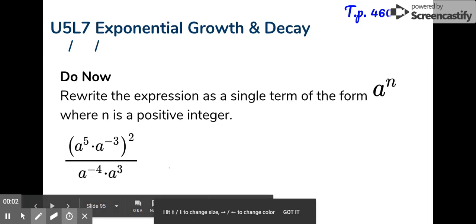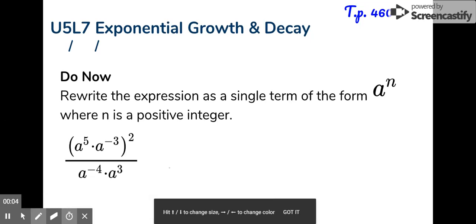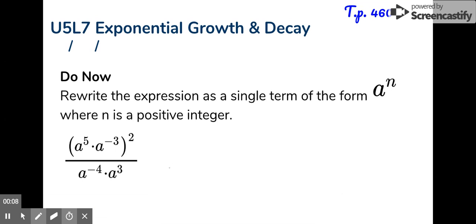All right, we're going to rewrite this expression as a single term of the form a to the nth power, where n is a positive integer. So what I'm going to do is simplify the inside of the parenthesis, which is here. So a to the fifth power times a to the negative third power. We're multiplying powers with the same base.